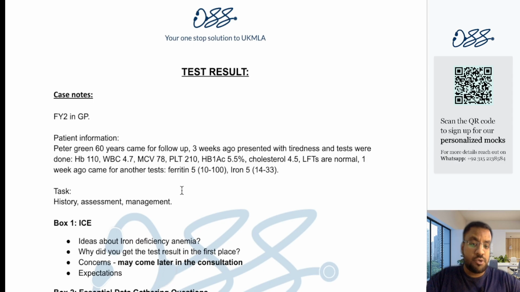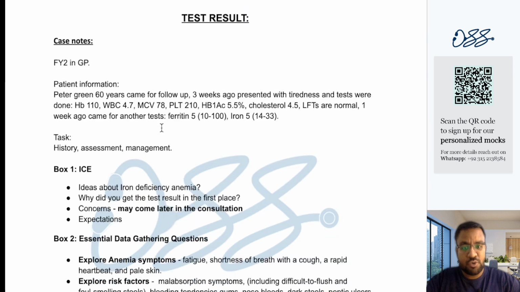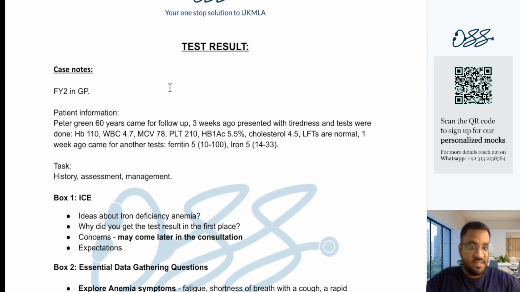I'm just going to discuss one case from each category because it's a very huge syllabus. There are 100 plus cases. So you just get an idea of how to go about a particular category, and then when you're practicing and reading those cases, try to apply this structure and this approach in the station that you're going to study. So let's move on with the test result stations.